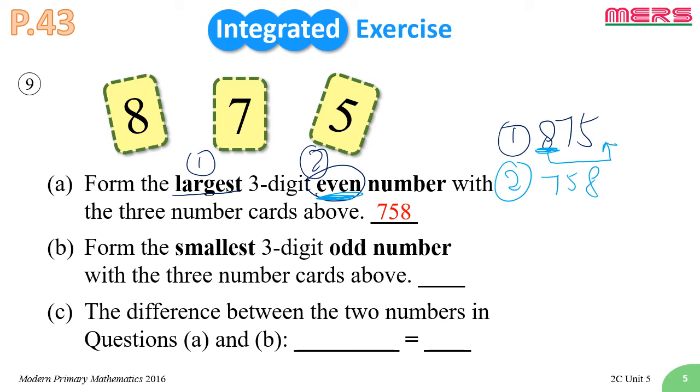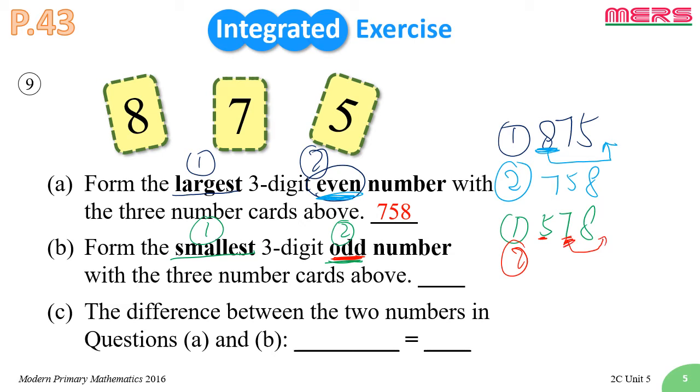Okay, for the second one, you form the smallest 3-digit odd number. Alright, so for the smallest one, you have to arrange the numbers from the smallest to the bigger, right? And then for the second part here, it is an odd number. So the second part here, I need the odd number. So you have 5 and you have 7. So which one do you need to pick? It will definitely be 7. Okay, pick it and put it at the back.